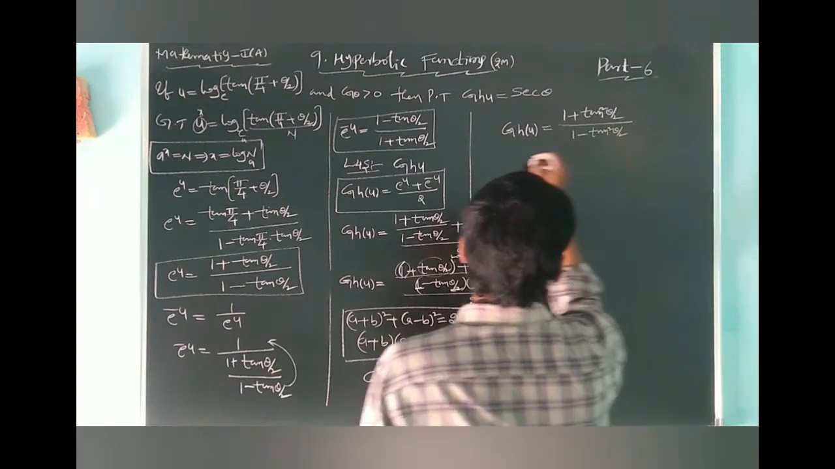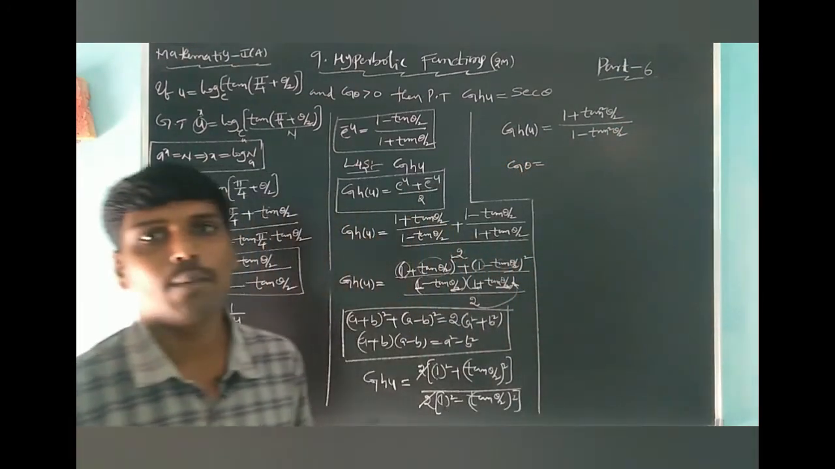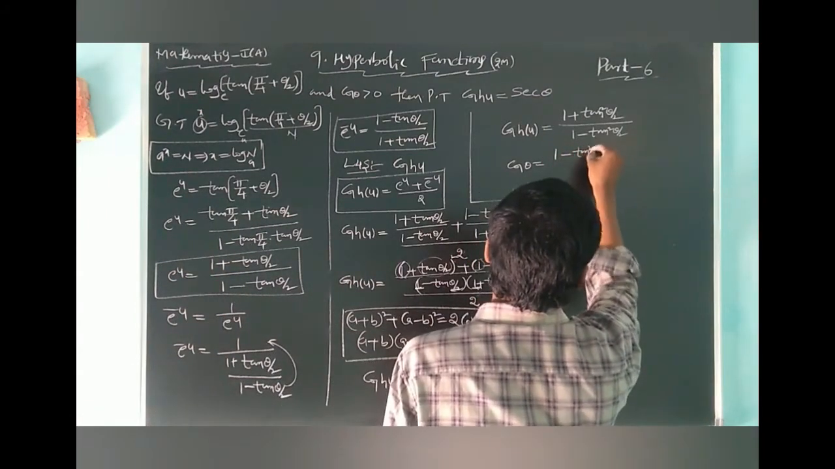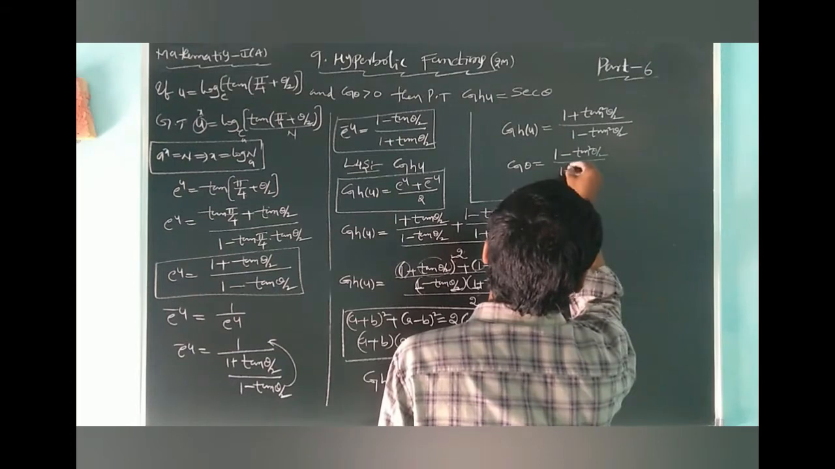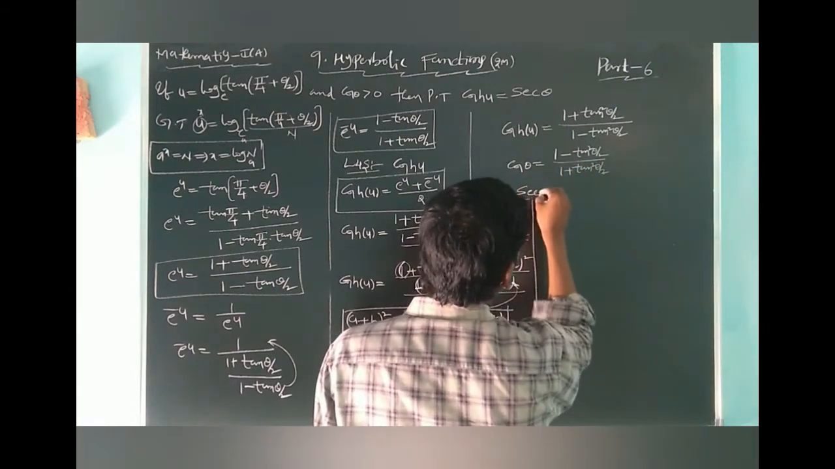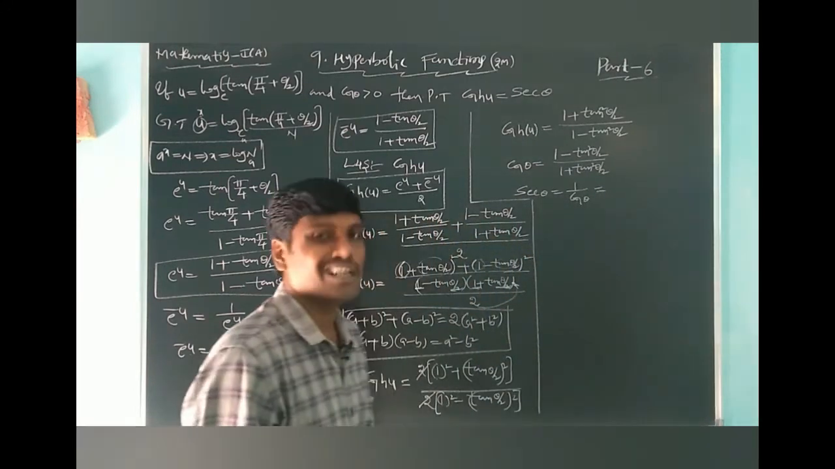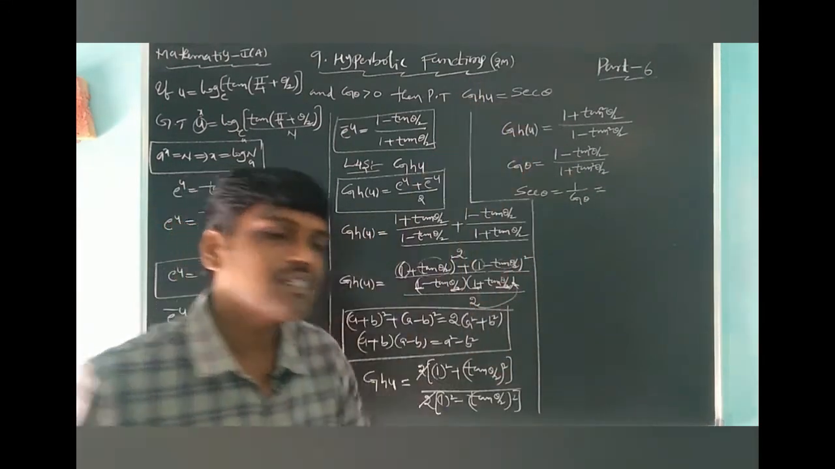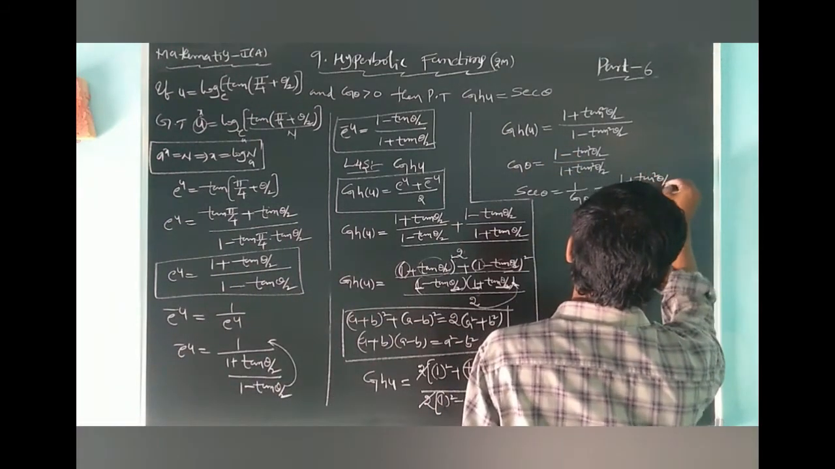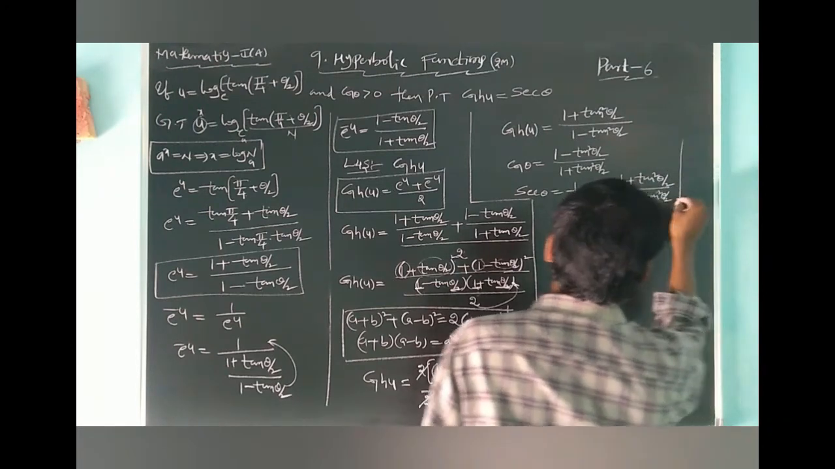See students, you know the trigonometry ratio multiple and submultiple angles formula: cos theta in terms of tan is 1 minus tan square theta by 2 by 1 plus tan square theta by 2. This is the formula. Then secant theta equals what, students? Secant theta is the reciprocal of cos. That's why you can write the reciprocal: 1 plus tan square theta by 2 by 1 minus tan square theta by 2. This is the value of secant theta.